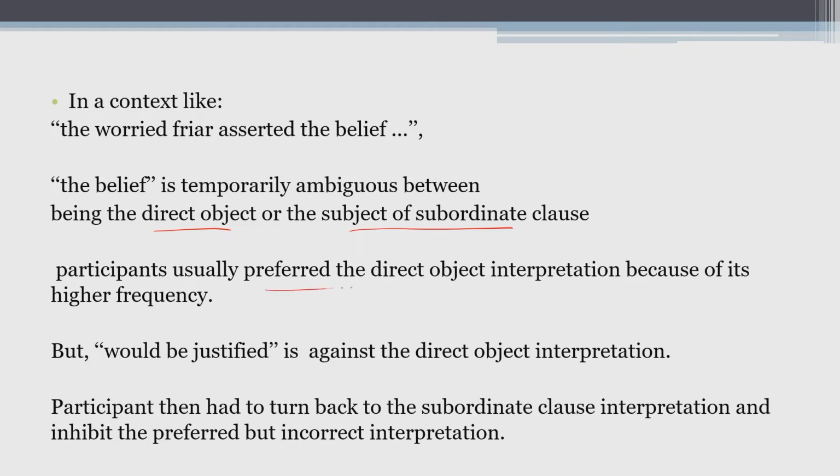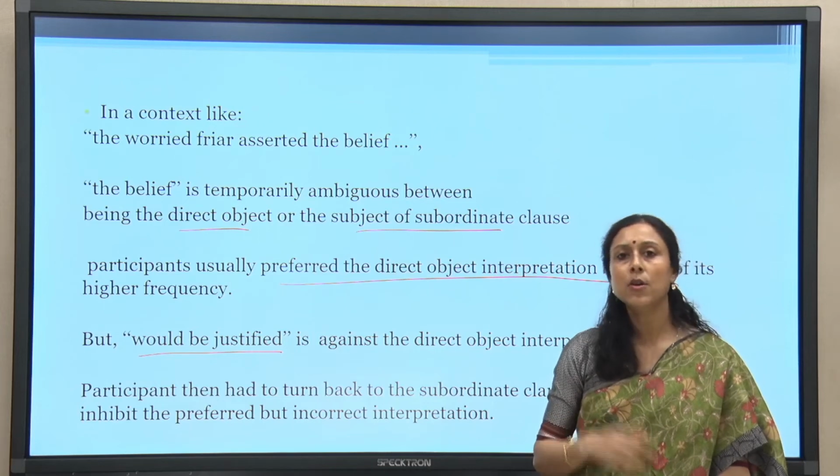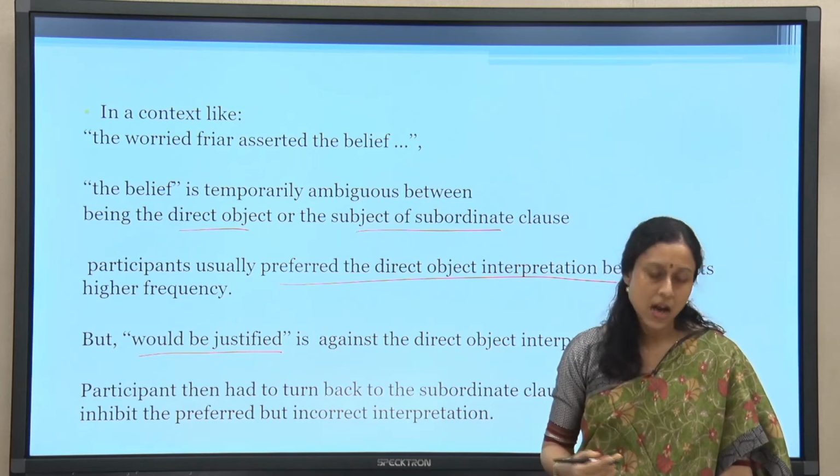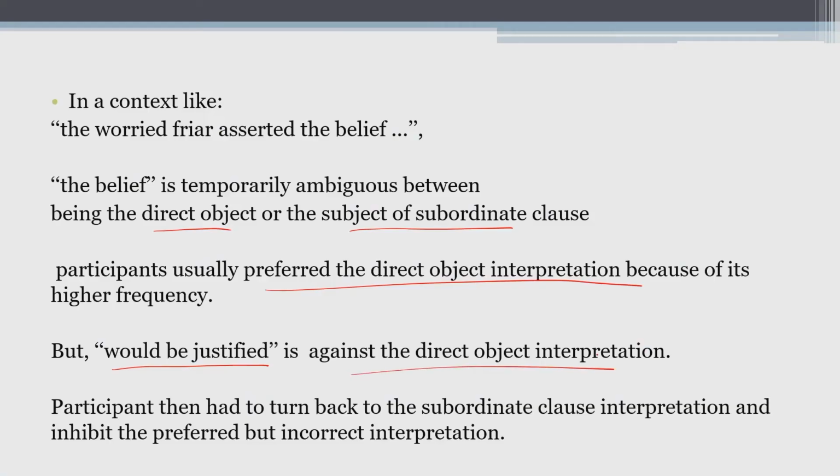Now, participants usually prefer the direct object interpretation, because it is highly frequent. This is how mostly sentences would be formed. However, once you read till would be justified, you need a re-look at the sentence, that no, this is not how it is supposed to be. It is against the direct object interpretation, so you cannot interpret it in the usual way. Then the participant obviously has to return to the subordinate clause interpretation and inhibit the preferred interpretation. So, there are two possible interpretations till you have read the worried friar asserted the belief.